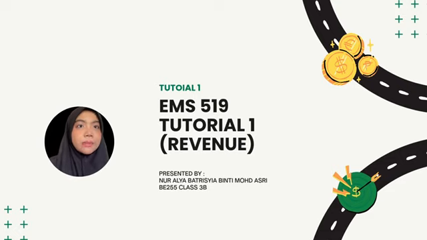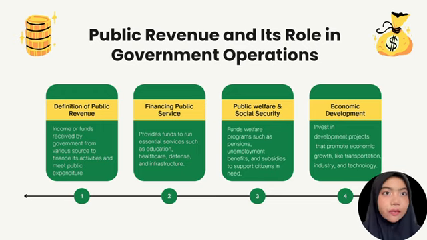Tutorial 1 for EMS 519 about public revenue. The first one is the definition of public revenue. The definition is income or funds received by the government from various sources to finance its activities and meet public expenditure. Public revenue grows government operation by financing public service. It provides funds to run essential services such as healthcare, which is hospital or clinic, education, which is university, school, defense, and infrastructure that are provided by the government.